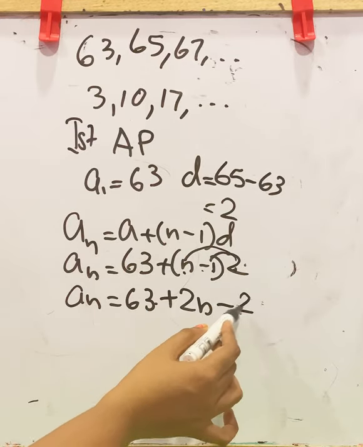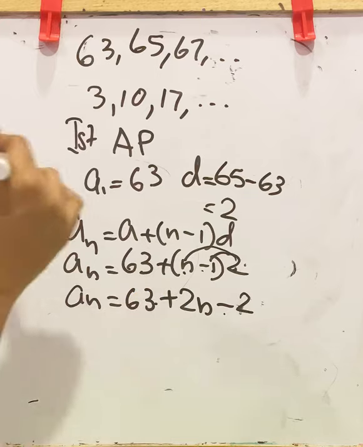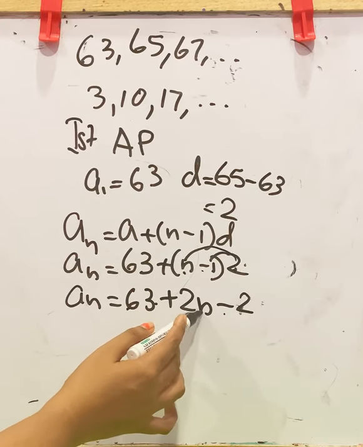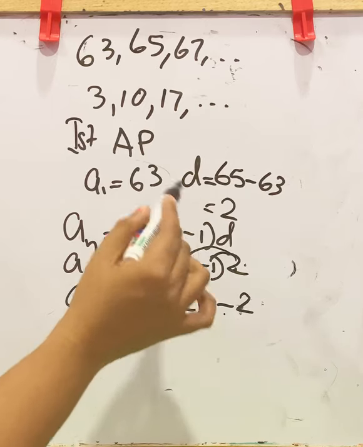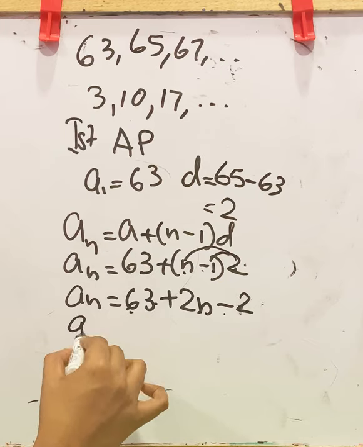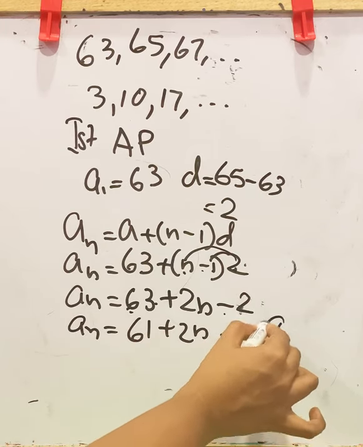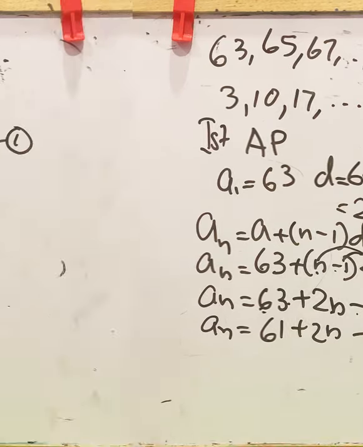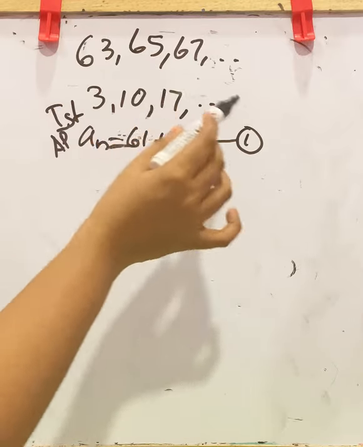Here 63 minus 2, both are number parts, that is numerical values, so you can do the operation. Here you can't do the operation with this because this has a variable. Here it is just numbers, so 63 minus 2 is 61. So we can write an equals 61 plus 2n. This is the first equation. Now similarly, let us consider second AP. From first AP, we got an equals 61 plus 2n, that is equation number 1.